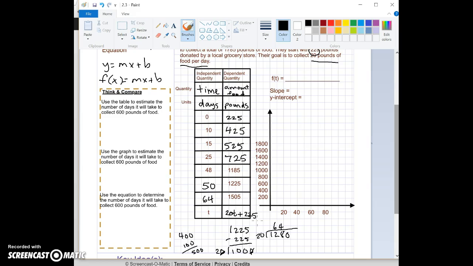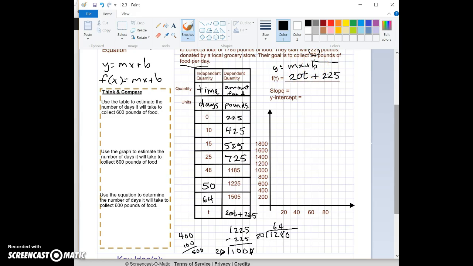So now let's move on and look at the right-hand side and write this equation that we've just written, 20t plus 225, as a linear equation. So this over here is our expression, but we're going to write it as a linear equation. So we're going to say f of t equals 20t plus 225. Remember f of t is the same as y, and remember that our equation is y equals mx plus b.